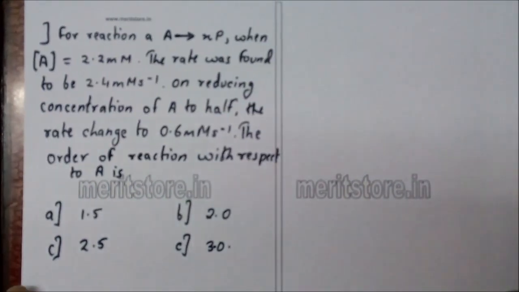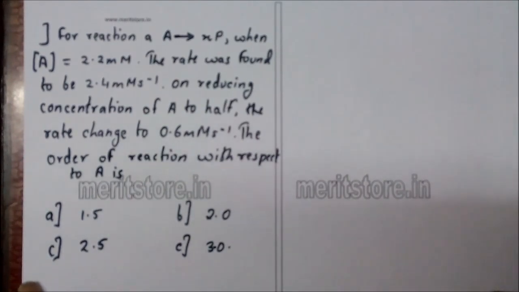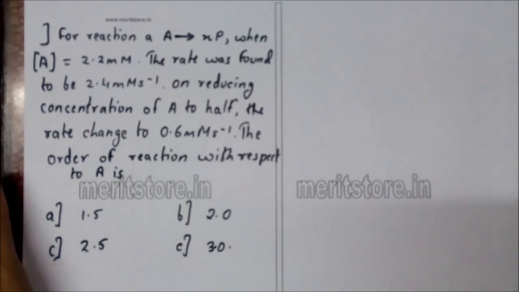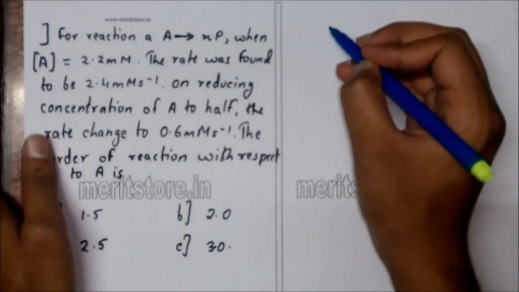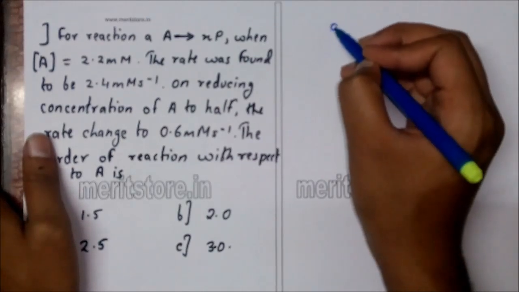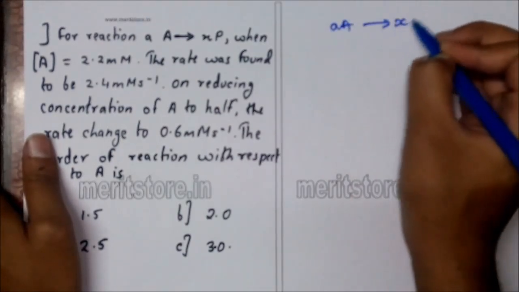For a reaction, capital A will give product when A is equal to 2.2 millimoles. The rate was found to be 2.4 millimole per second. On reducing the concentration of A to half, the rate changes to 0.6 millimole per second. The order of the reaction with respect to A is. So the given equation is A will give product.